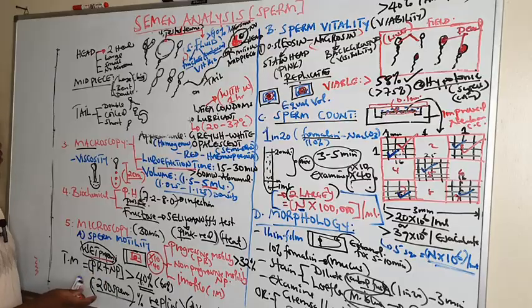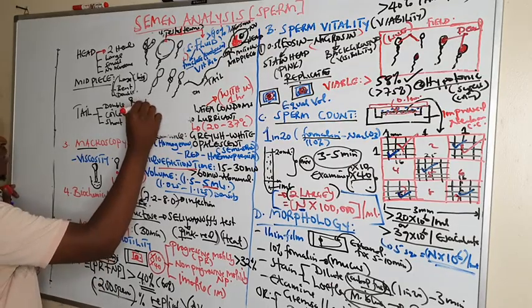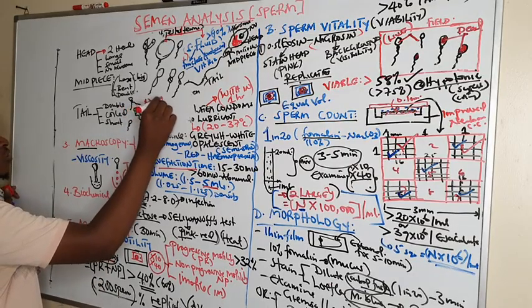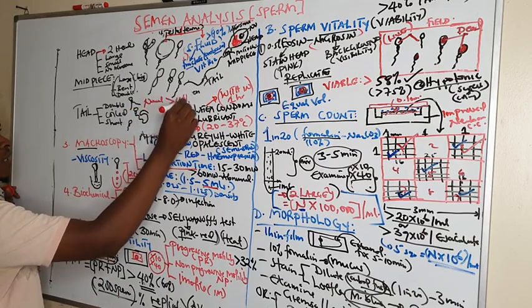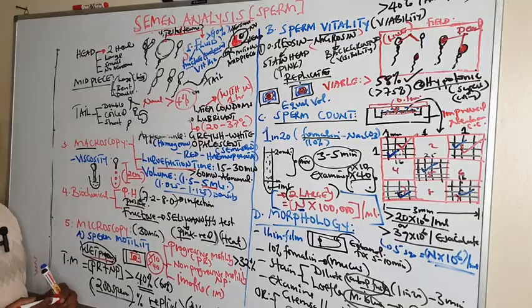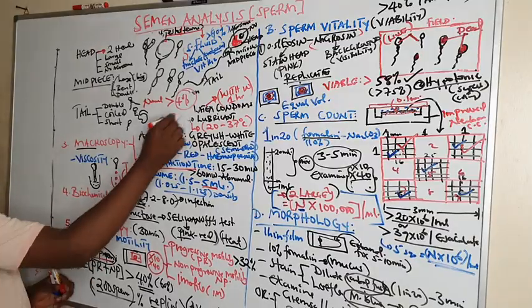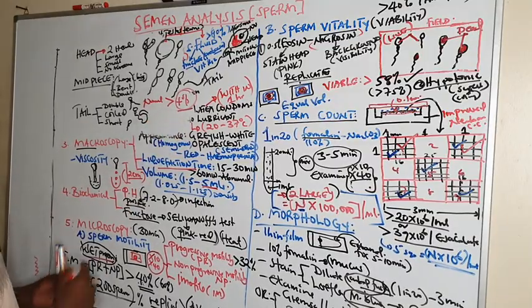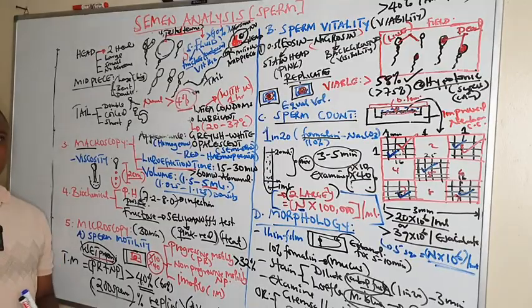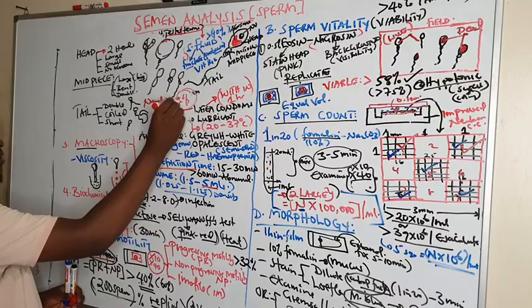According to WHO 5th edition, normal sperms should be greater than 4% per ml. That is what they recommend. Though other books can recommend 70%, but this is according to WHO.